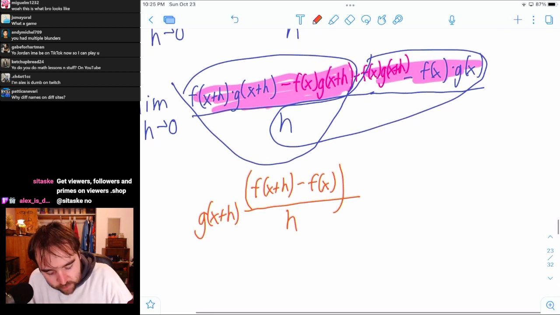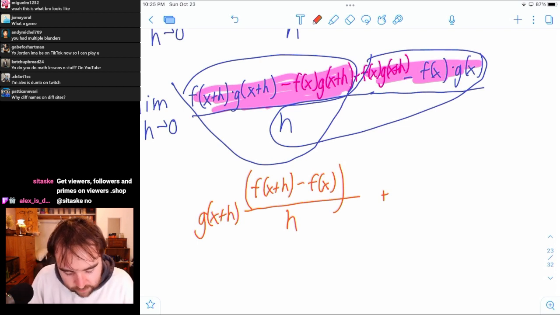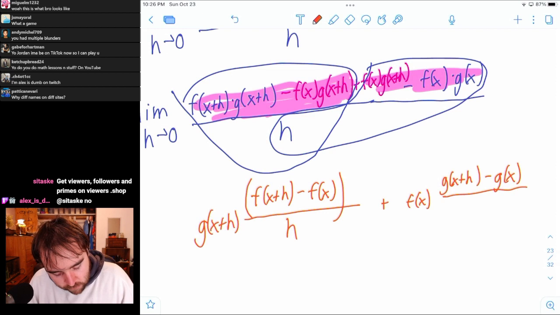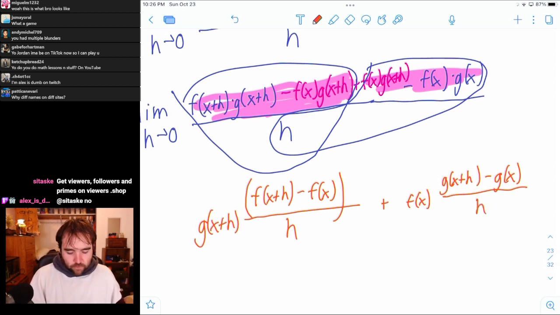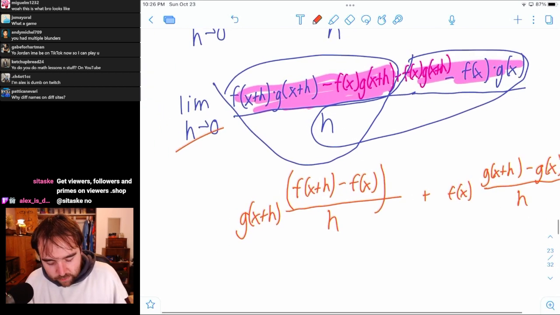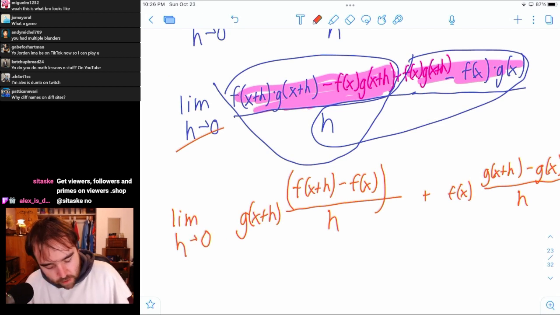And then we're going to do a similar thing for the next part. So we're going to have plus, let's see, what can we factor out here? Here we can factor out an f of x. And what are we left with when we do that? g of x plus h minus g of x over h. And now here's the thing. Remember this limit. This limit is still there. So since there's two things added together, we can actually separate it into these two different limits.